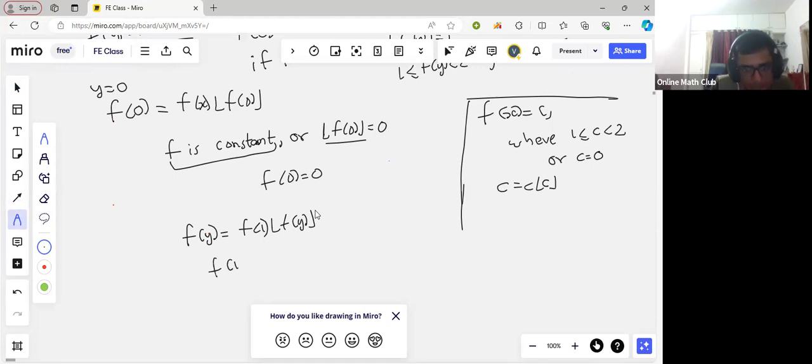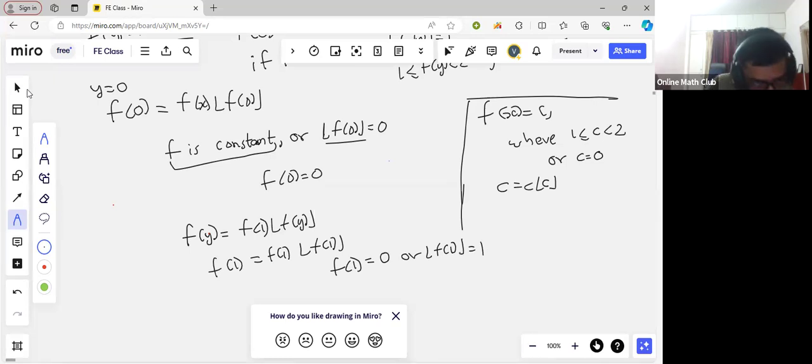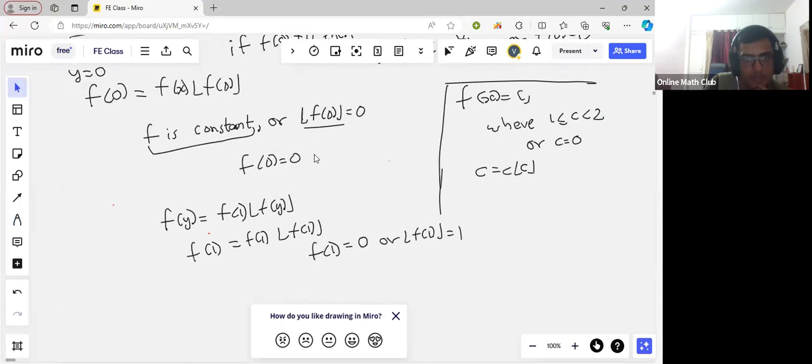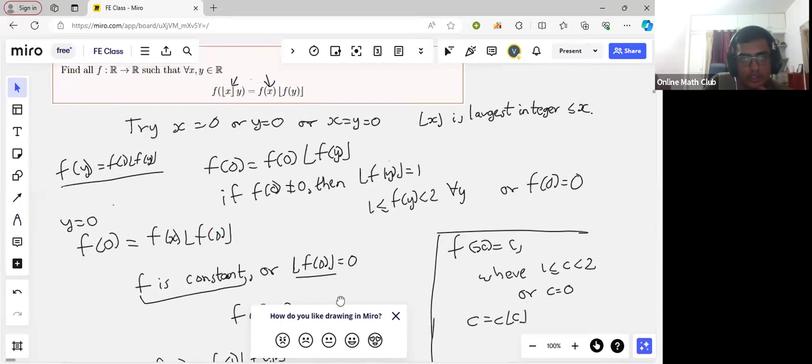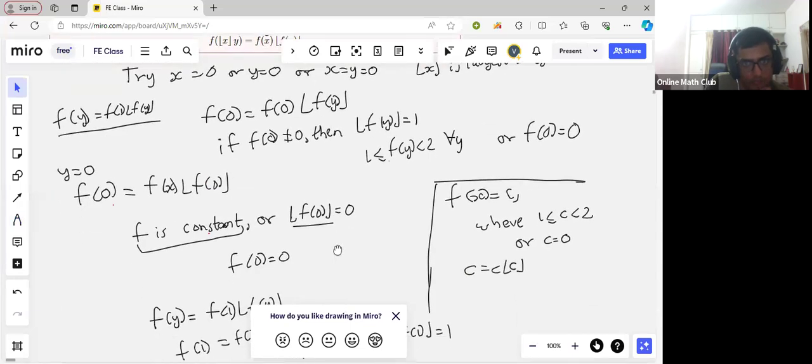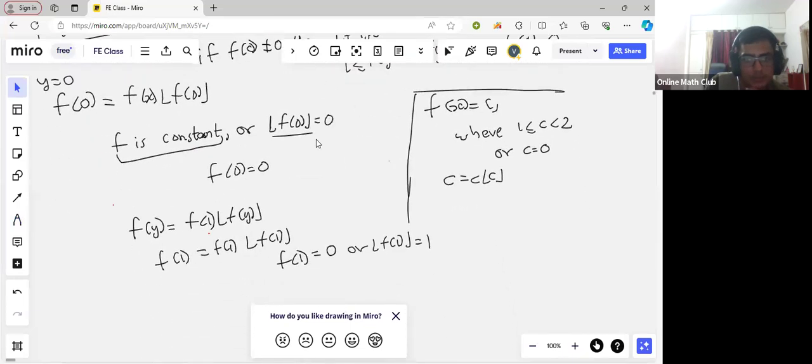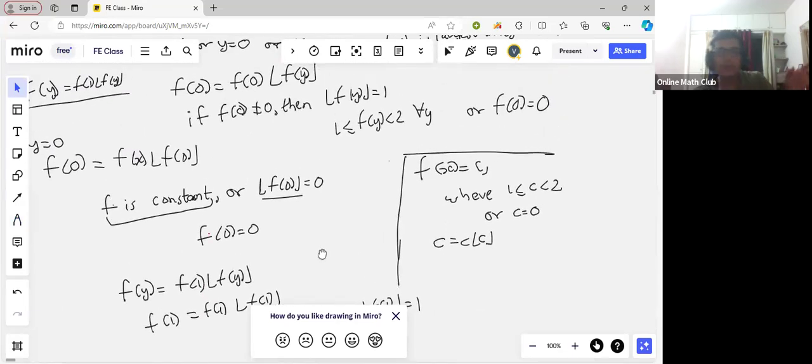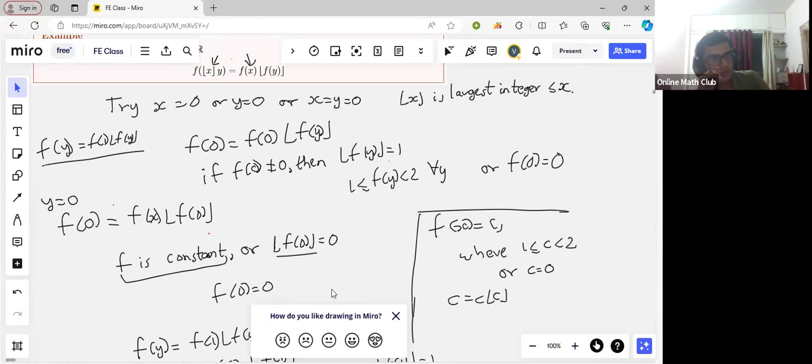And again, let's put y equal to 1 so that it becomes simpler, and we get this, right? So we get f of 1 is 0 or something else. Is this fine for everyone? Now suppose f of 1 is 0. Can we see how we can be done then? Suppose f of 1 is 0.